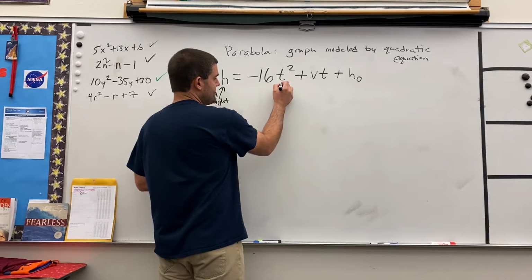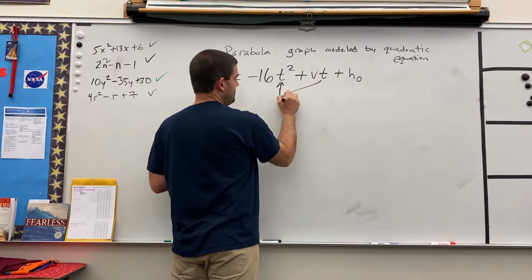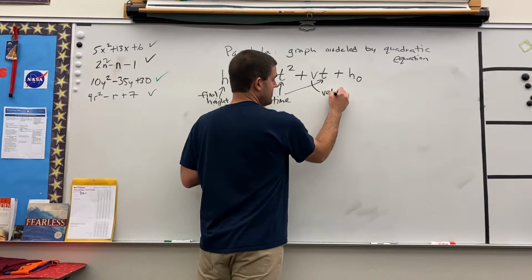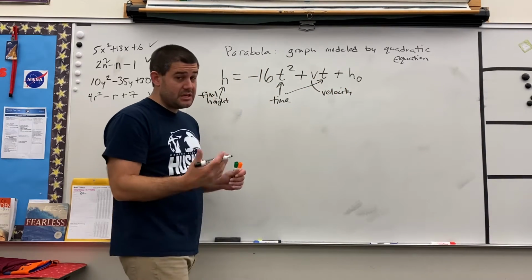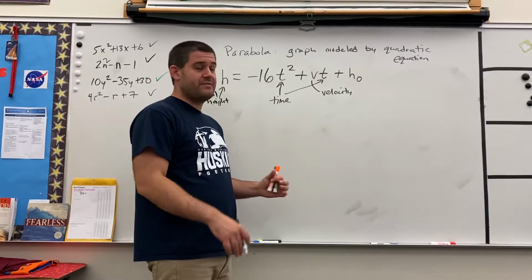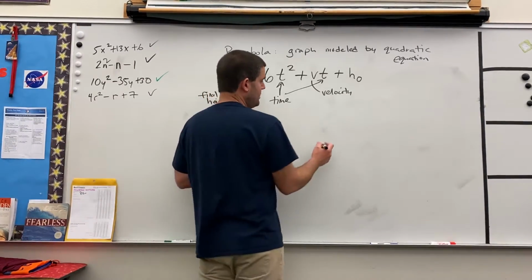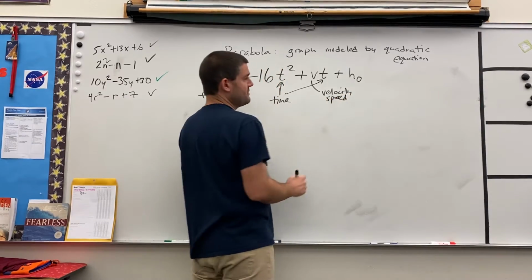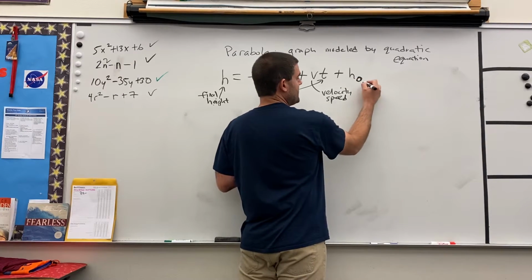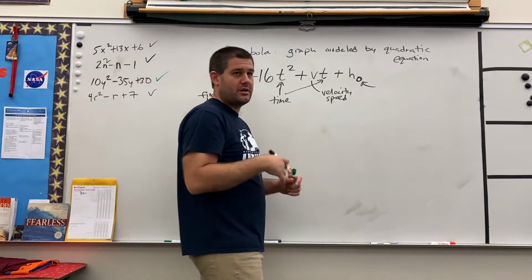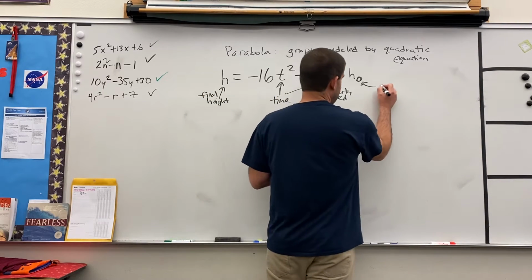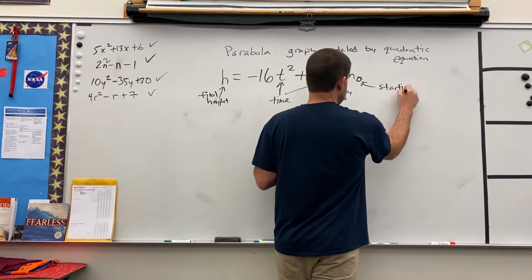Okay, t represents time. V represents velocity. Velocity meaning speed, like how fast you're going, like miles per hour or feet per second or something like that. Speed is the same thing as velocity. And then h sub 0 is the same thing as we call it h naught. And it's basically your starting height. Okay, your starting height.